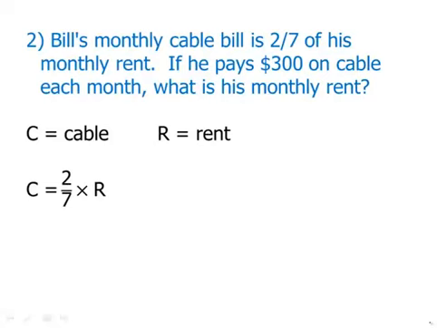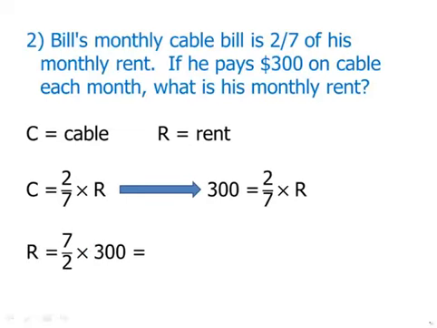Now once I have this equation, I'll just substitute the value I have. The cable is actually $300. Now we want to get the R by itself, so I have to multiply by the reciprocal of that fraction. The reciprocal of 2/7 would be 7/2. So I multiply both sides by 7/2. I cancel, and then I just complete the multiplication.